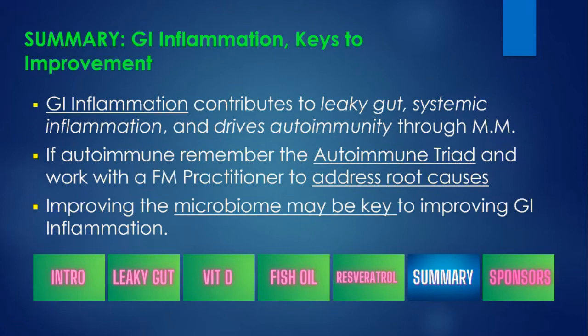You do not want this to occur on a prolonged basis. It will lead to a lot of different health problems. You can just look up endotoxemia, endotoxins, and the consequences of endotoxins, and you're going to find a lot of problems that occur. This drives systemic inflammation and autoimmunity through molecular mimicry and cross-reactivity. We talked about those earlier. If you're autoimmune, remember the autoimmune triad that we talked about, and work with a functional medicine practitioner to address root causes of these issues.